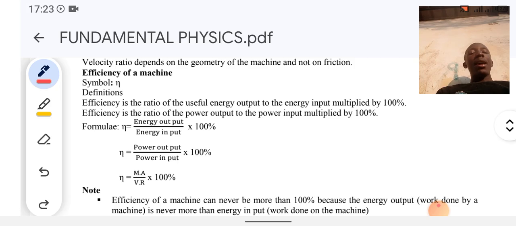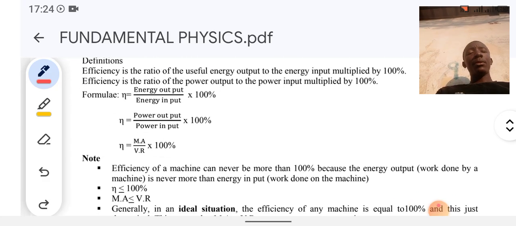The formula you can use, there are about three of them, depending on the data you are given in the question.